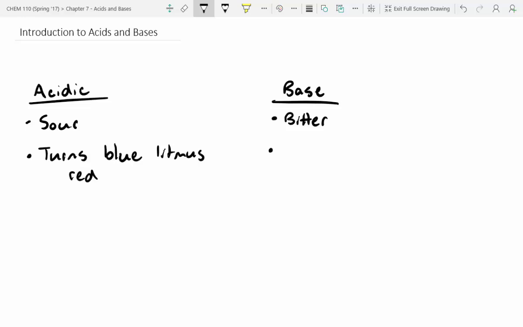What will a base do with blue litmus paper? Nothing, right? So a base won't touch blue litmus paper. However, if you've got red litmus paper, it will turn it blue. That was something you saw in your acid-base lab.